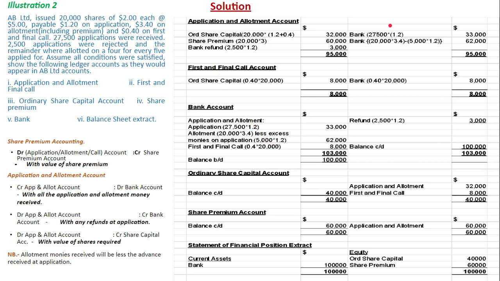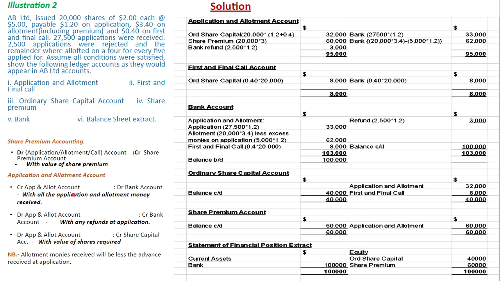We credit the account with application monies received. So the narration will be bank. 27,500 applications were received at $1.20. That will give us 33,000. Double entry: we go to the bank account. There is a debit entry for application, 27,500 multiplied by $1.20 to give us 33,000.